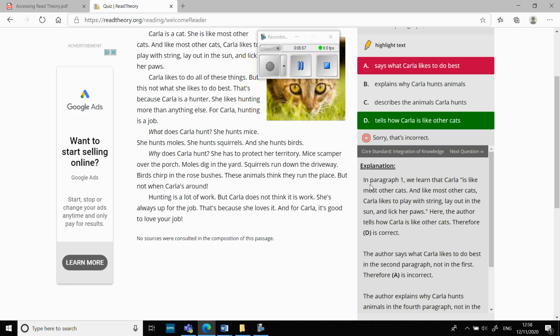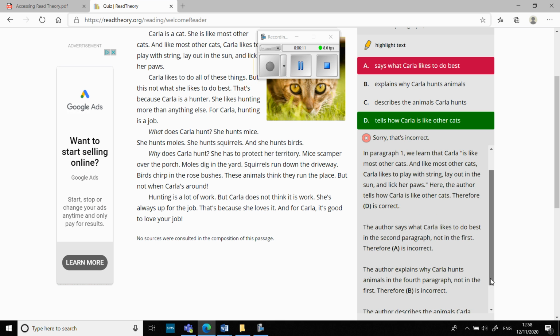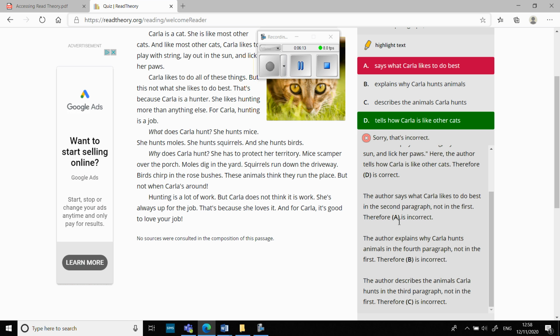It says in paragraph 1, we learn that Carla is like most of the cats. And like most of the cats, Carla likes to play with string, lay out in the sun, and lick her paws. Here the author tells how Carla is like other cats, therefore D is correct. The author says what Carla likes to do best in the second paragraph, not in the first, therefore A is incorrect. The author explains why Carla hunts animals in the fourth paragraph, not in the first, therefore B is incorrect. The author describes the animals Carla hunts in the third paragraph, not in the first, therefore C is incorrect.